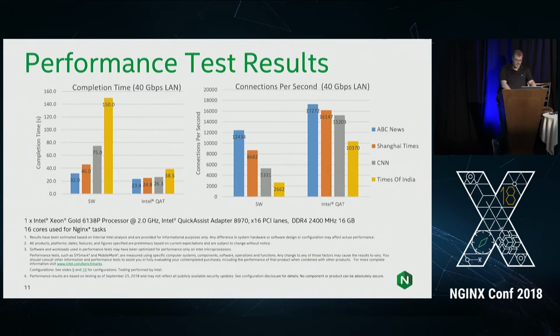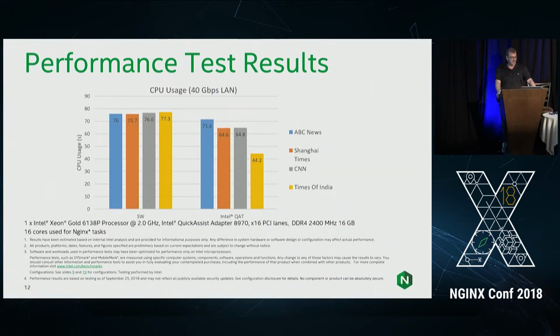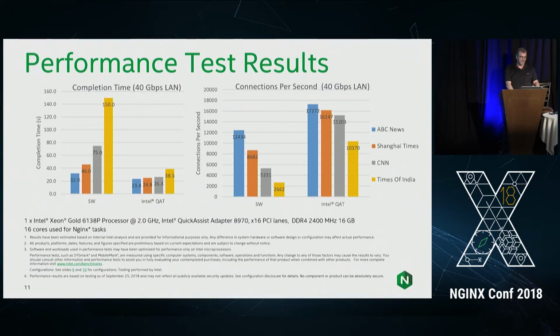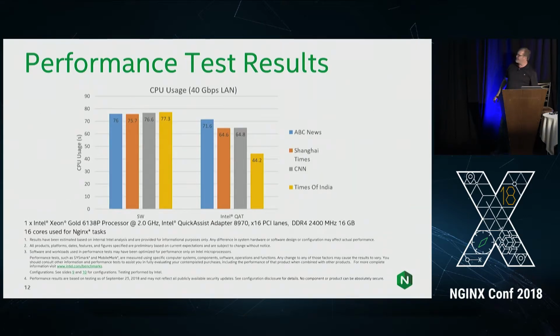So the third number here is the CPU loading. So with this improved connections per second, with the improved completion time, the CPU usage over that time period is always, in every single case, an improvement. Even with the small files, with the ABC 5K file, you're still clawing back 5% of the CPU usage, and with the largest file, the Times of India, you're clawing back 34% CPU usage.